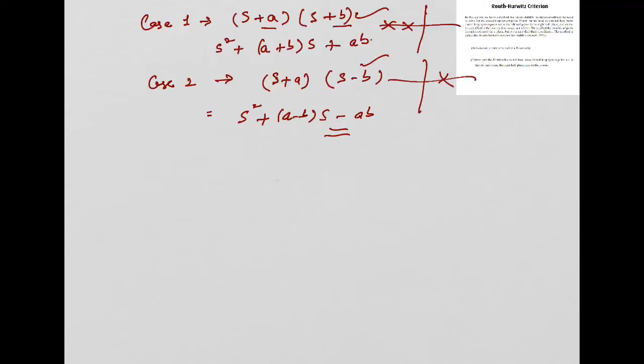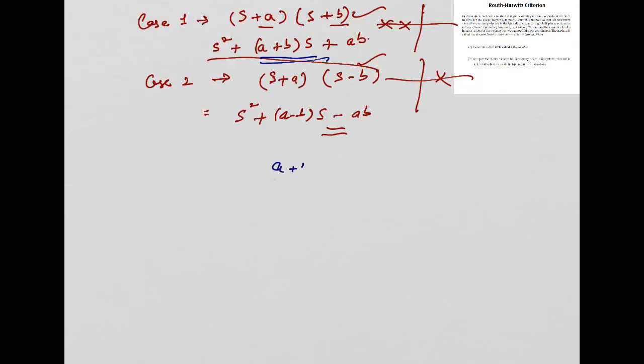Now let us take the case where a term is missing in the equation. A missing term means that a plus b equals 0, so one term should be negative, that is, either minus a or minus b. It means that one of the roots is on the right half of the plane, and as a result the system is unstable.